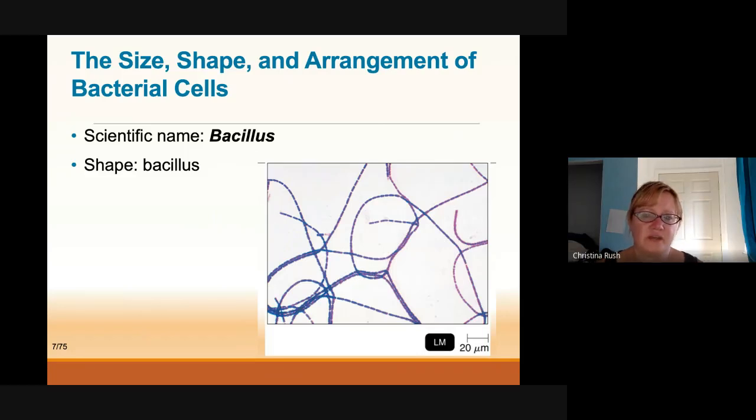This is just one extra slide on bacillus, where we have a scientific name that would be bacillus, and the shape is also bacillus. This is a figure from the new book showing a nice chain structure of bacillus bacteria. It appears like they are staining gram positive because it's mostly that purple color.